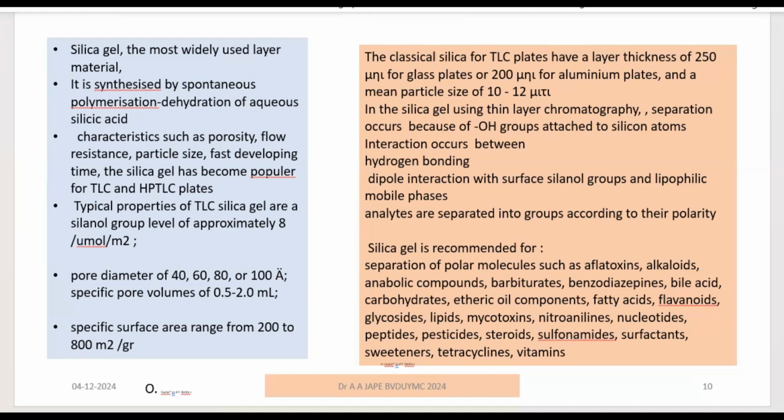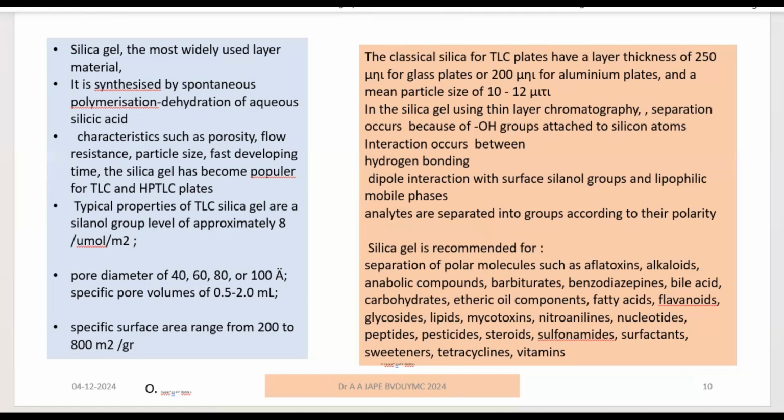So it can be through hydrogen bonding, it can be through dipole interactions, and also the lipophilic nature of the mobile phase that is chosen. So different types of these interactions are going to decide the rate of movement of the analyte along with the mobile phase and its retention on the stationary phase. So as we know, the analytes can be of two types depending upon the polarity. So the polarity of the analyte is going to decide how strongly it is going to interact with the stationary phase or how strongly it is going to interact with the mobile phase.